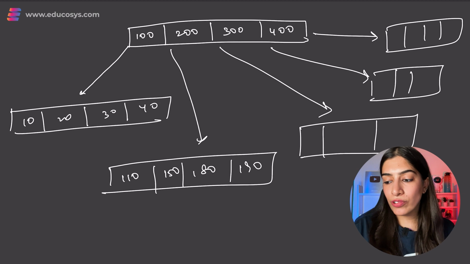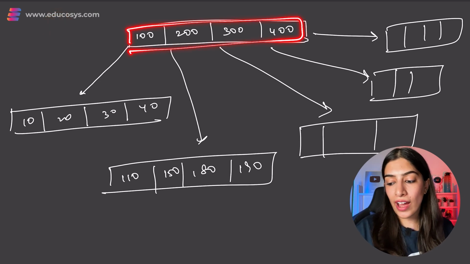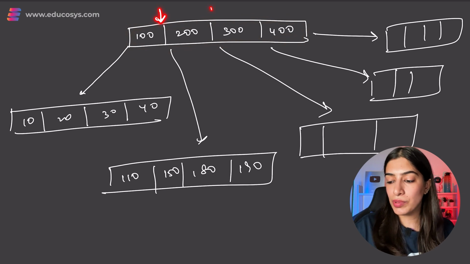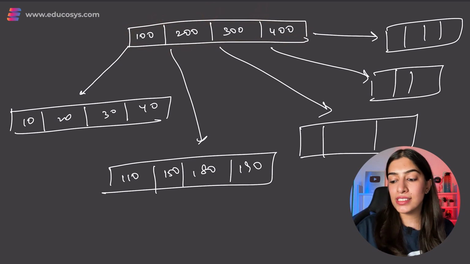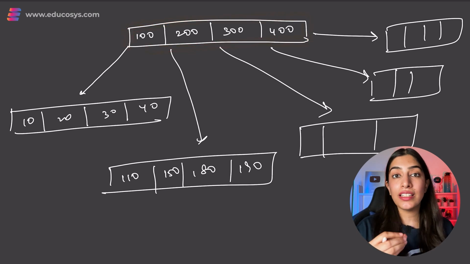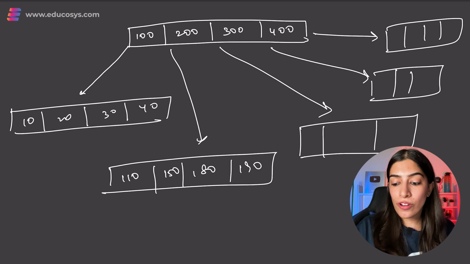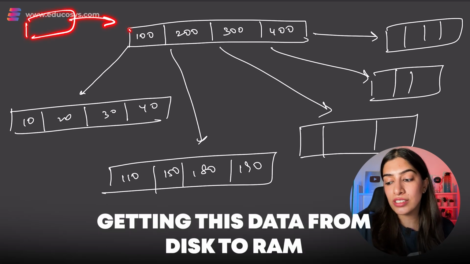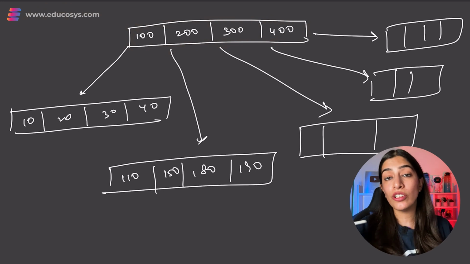So here also we have to do comparisons only. In fact, for every node we have to do more comparisons, because earlier in BST we just saw, oh, less than 20 or more than 20. Over here there is one node, and we have to see, is it between 100 and 200, between 200 and 300, between 300 and 400. Even though the number of comparisons is increasing, our major problem is being solved. What was our major problem? The cost of getting this data from disk to RAM. This is much more expensive than the number of comparisons that you're doing in RAM.